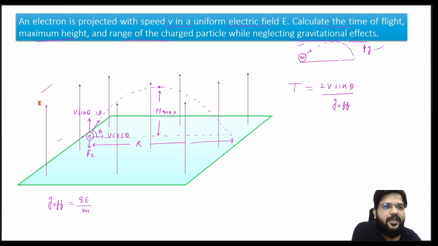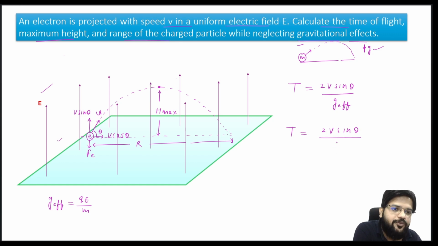But right now we are not considering the gravitational effect, that's why we are not adding g here. If g is also present, then add this g with QE by m, and you will get the g effective value. So the time of flight is 2v sin theta by g effective. Now, what is the value of g effective?